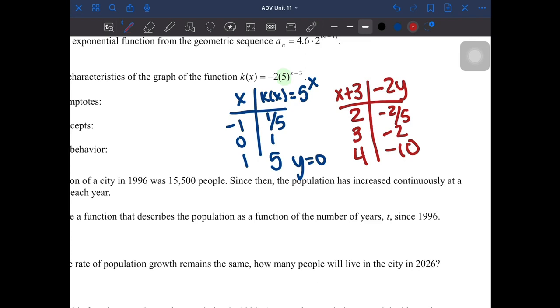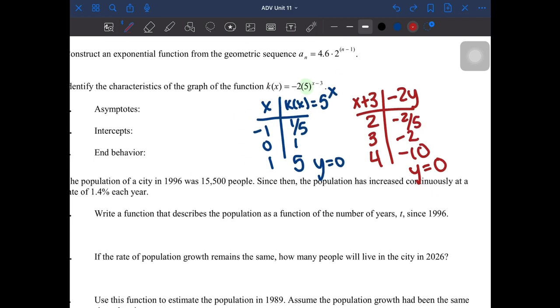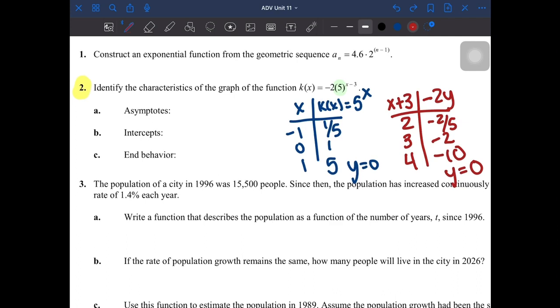Oh, and also I need to do my other asymptote. Negative 2 times 0 is just going to be 0. I also know that the asymptote's not going to change because there's no k value here. It doesn't shift up or down. So on the transformed graph, it's going to be y equals 0. Okay.